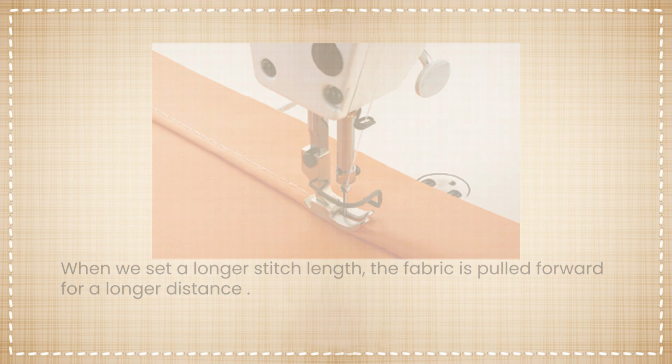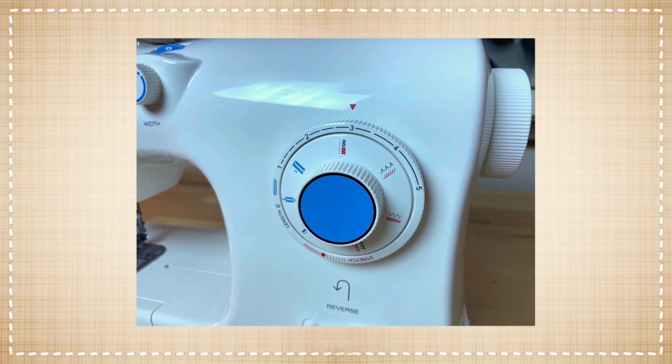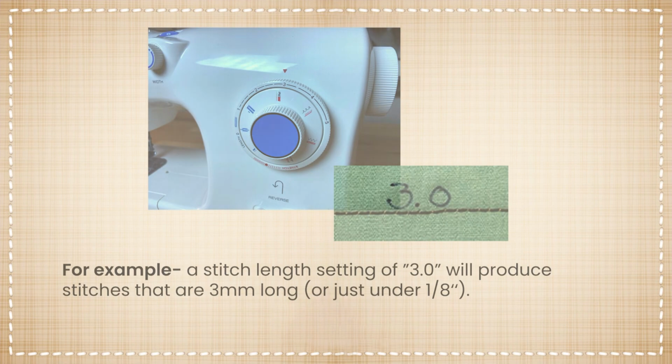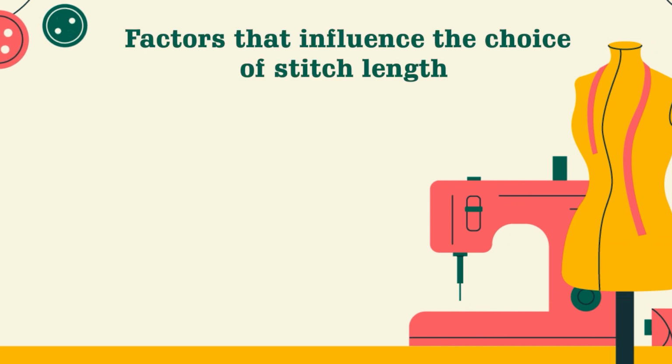So the stitch length settings on most modern sewing machines range from 0 to 5. It can go up to 7 as well. Each unit in the stitch length settings indicates the length of a single stitch in millimeters. So for example, a stitch length setting of 3 will produce stitches that are 3 mm long, or just under 1/8 of an inch. There are a number of factors that influence the choice of stitch length.